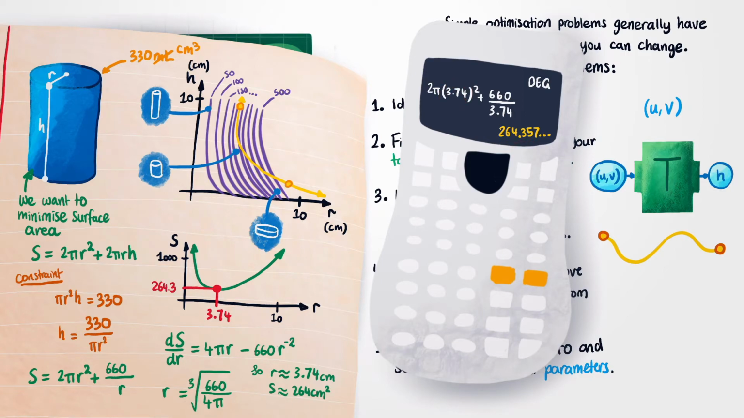Okay, so if we were actually interested in the shape of the can, we should find the height as well. And we can do that with this formula over here. If we just sub in 3.74 for the radius again, we will find the height. Okay, so it looks like the optimal height would be 7.5 centimeters. And this actually gives us a very interesting shape for a can.